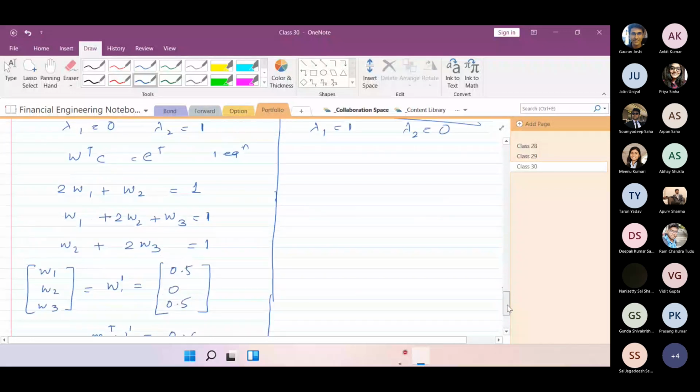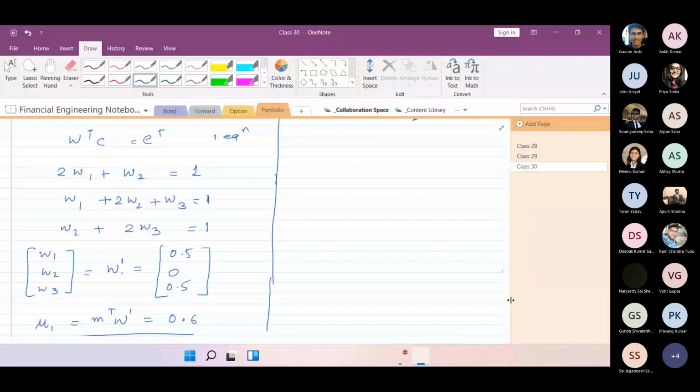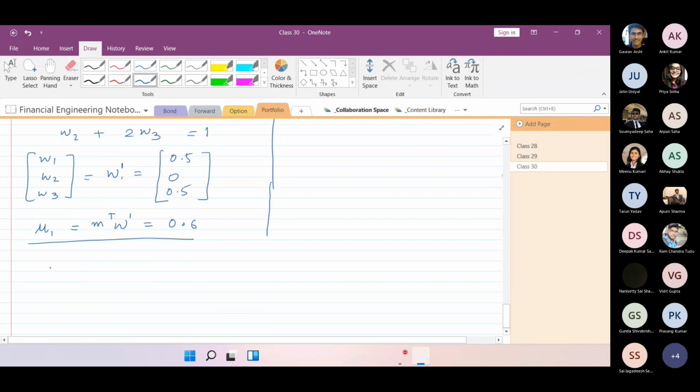What does this mean? If I had taken the return as 0.6, what would have been my weights for the minimum risk? My weights would have been 0.5, 0 and 0.5. Similarly, you can calculate the risk also here. For the first one, all this C is known to you and W you have already calculated, so you can get the value of the risk. Yes or no? Yes, sir.